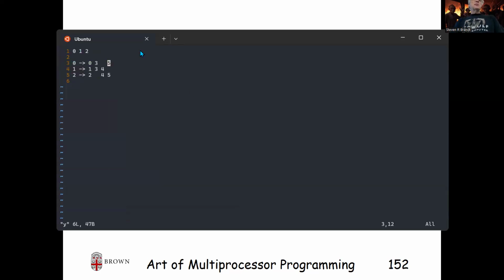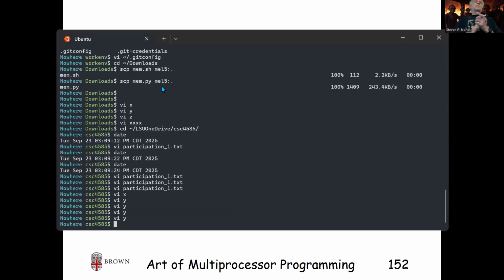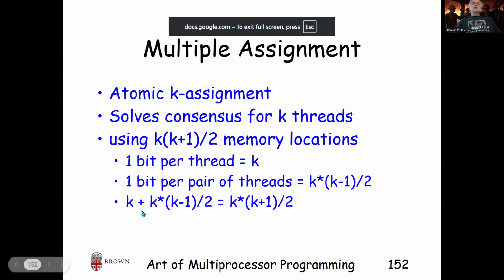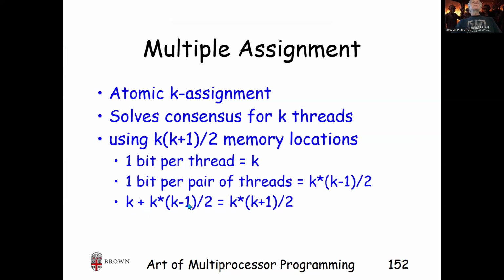Right? That we got 6 locations, 0 through 5. I think I would put them on the left side of the equation. Where there's an addition here, you mean? Yeah. Right. So what I'm saying is K plus K times K minus 1 over 2 is equal to K times K plus 1 over 2. That's just straightforward algebra. You see that? Make sense to everybody?